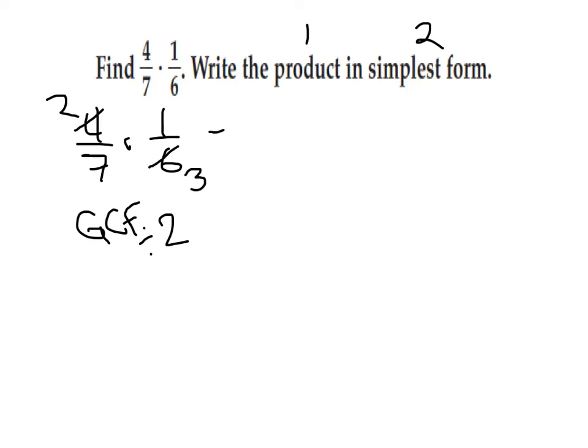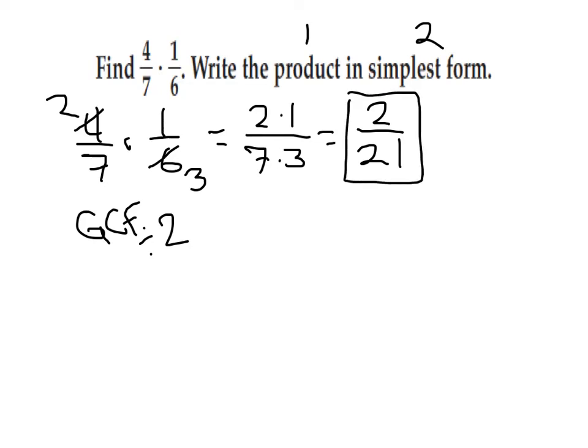Now, I've done some work prior. So now I have 2/7 times 1/3. I get 2/21. Now I look at that and I can say that my answer is in simplest form because I performed simplification beforehand. Not all the time is it in simplest form, but most of the time.